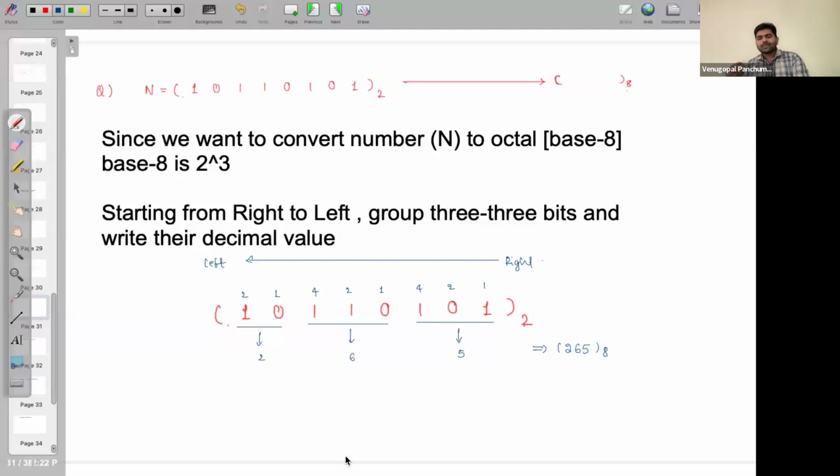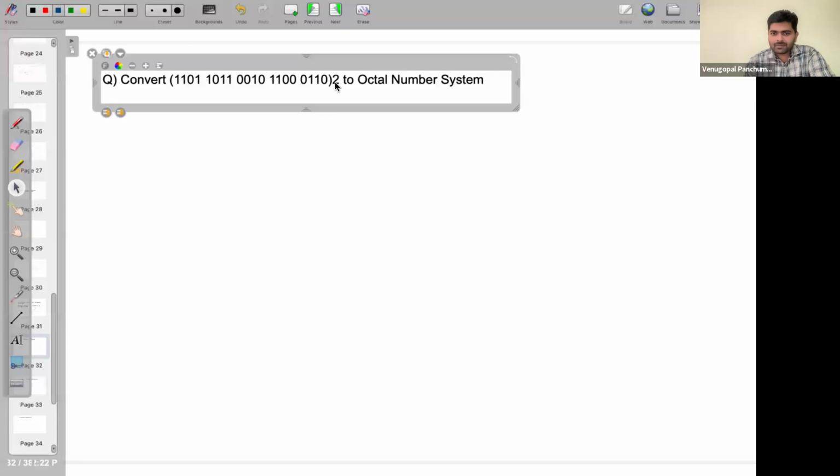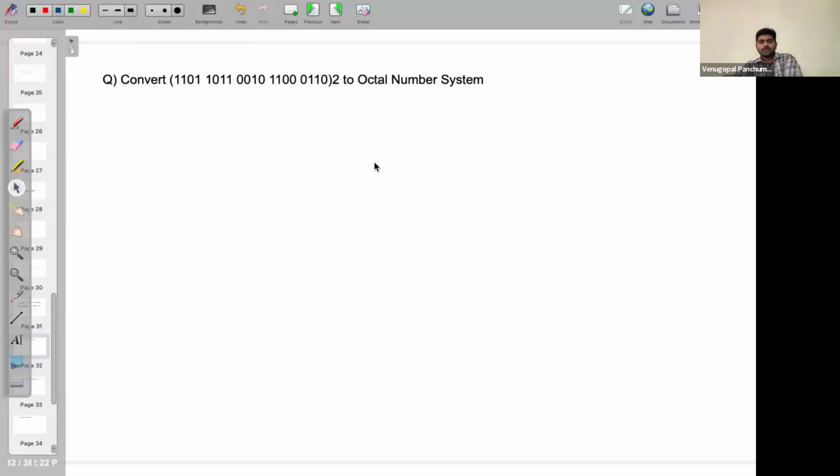Now next, let's see another question. Do you want to solve this question? Everyone take pen and paper and tell me what this value is in the octal number system. Write it very carefully on the paper and do it properly. Don't make any mistakes.